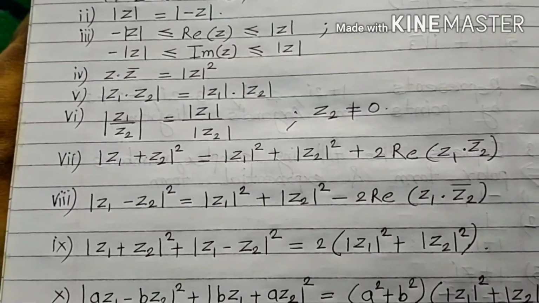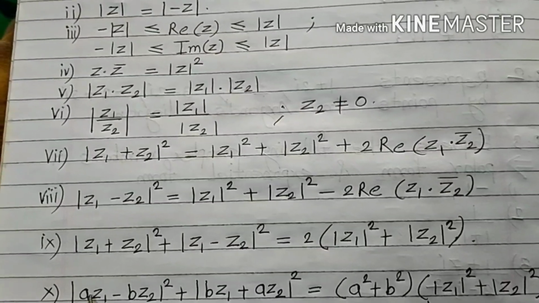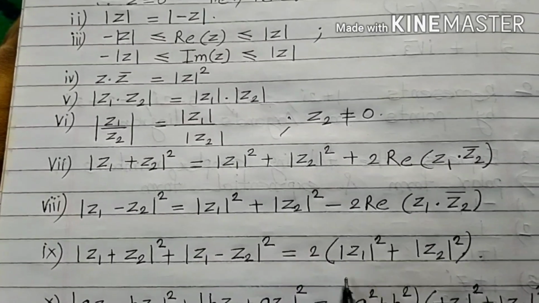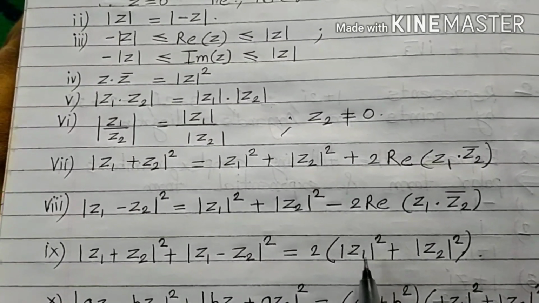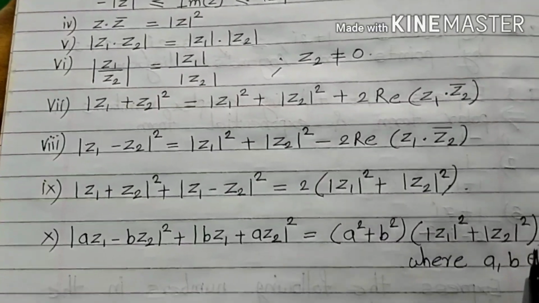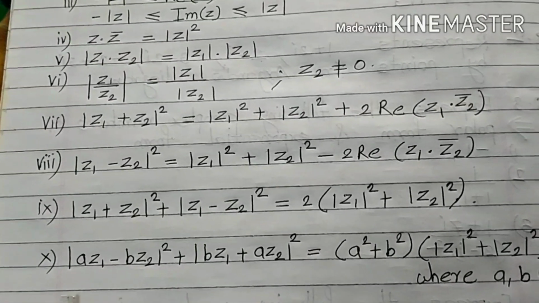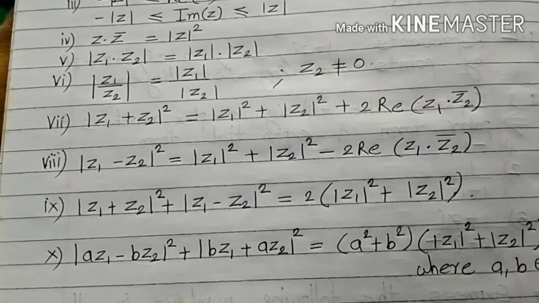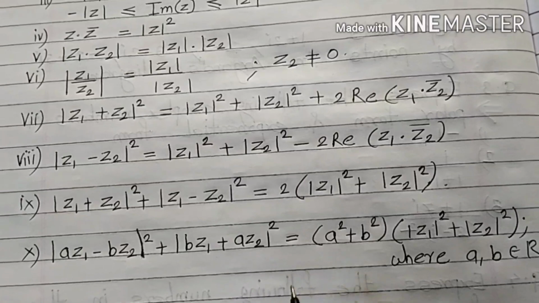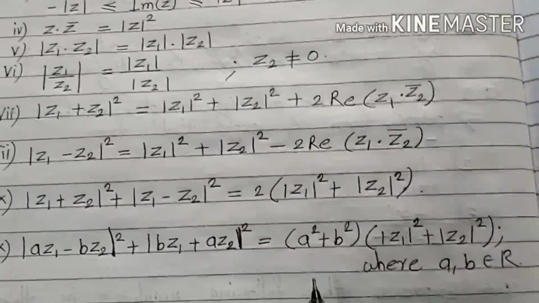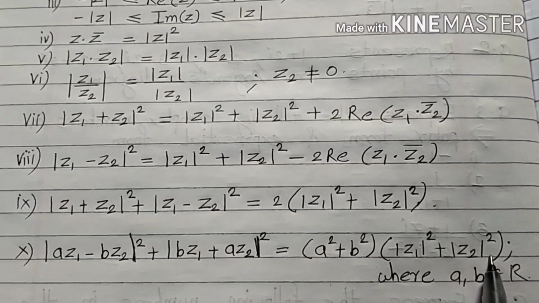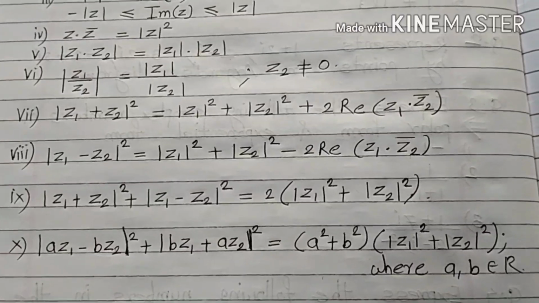And the next property: modulus of z1 plus z2 square plus modulus of z1 minus z2 square is equal to 2 into bracket modulus of z1 square plus modulus of z2 square. And the last property: modulus of a into z1 minus b into z2, whole square, plus modulus of b into z1 plus a into z2, whole square, which is equal to a square plus b square into bracket modulus of z1 square plus modulus of z2 square, where a, b belong to real numbers.